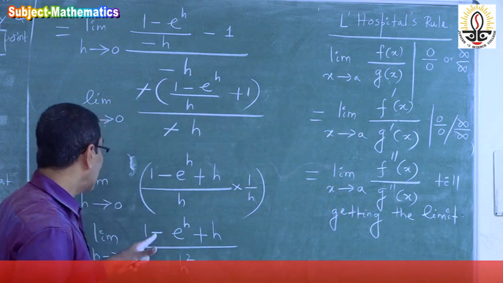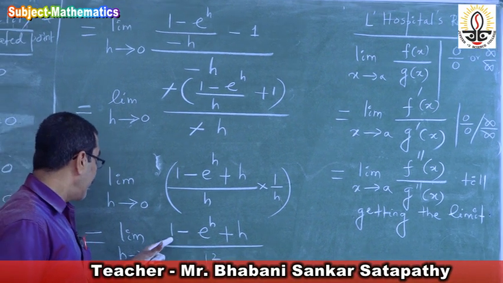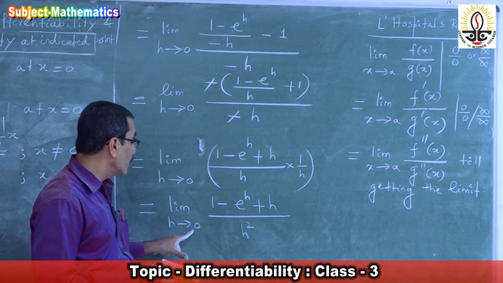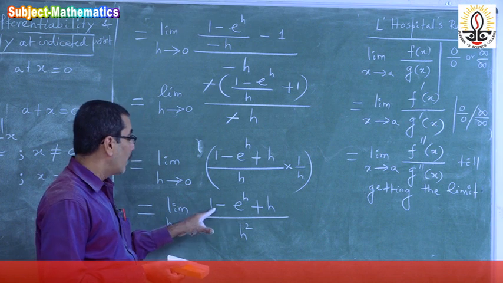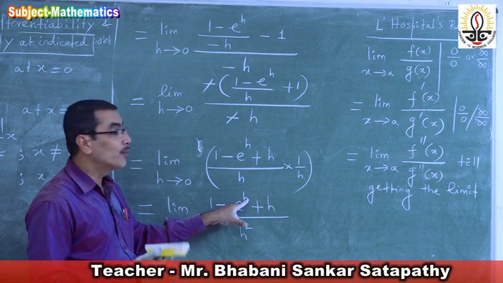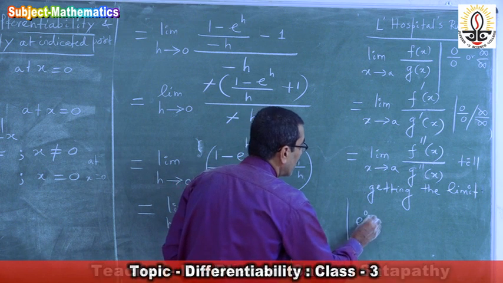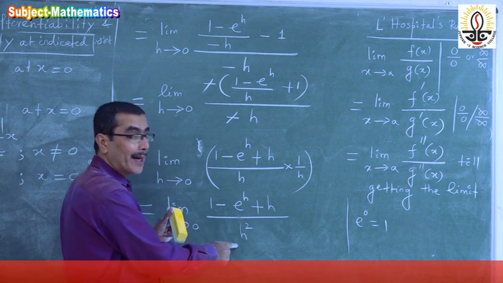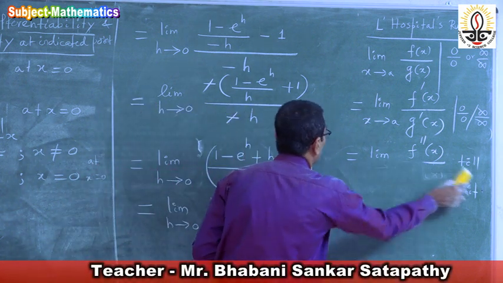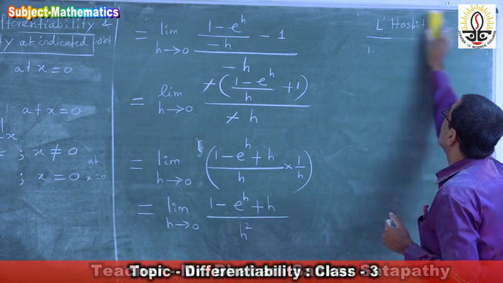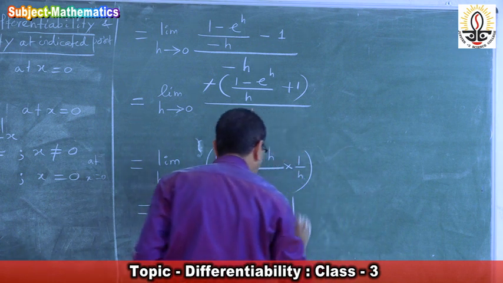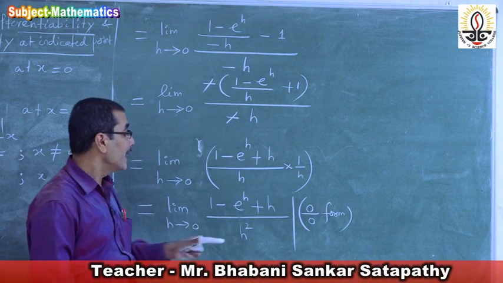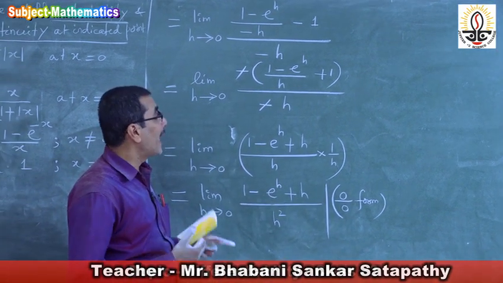Now see, this problem is how much? If you put in place of h, if you put 0, what will be obtained? 1 minus e to the power 0. E to the power 0 means 1. So 1 minus 1, 0, plus 0, divided by 0. So this problem is of the form 0 by 0. So we can write here, this is in 0 by 0 form.